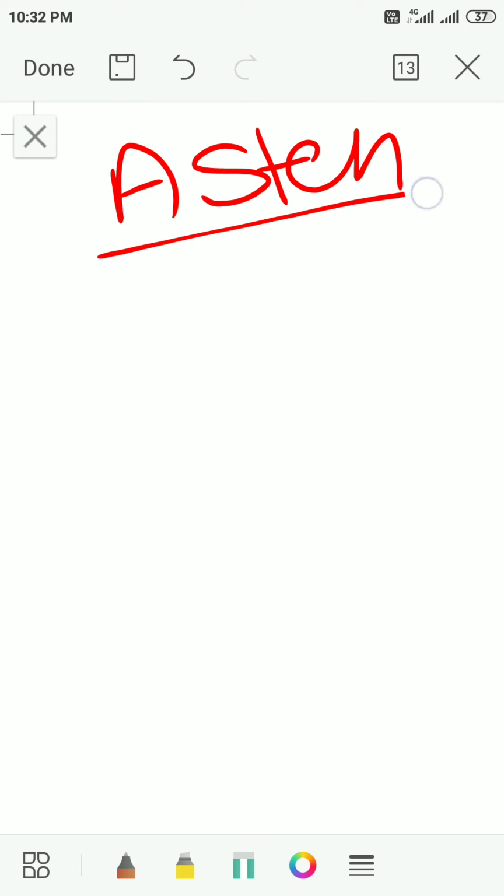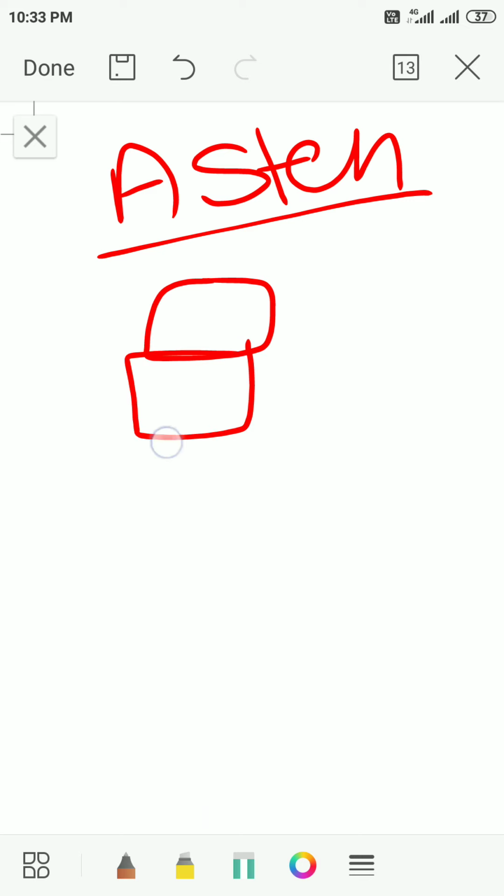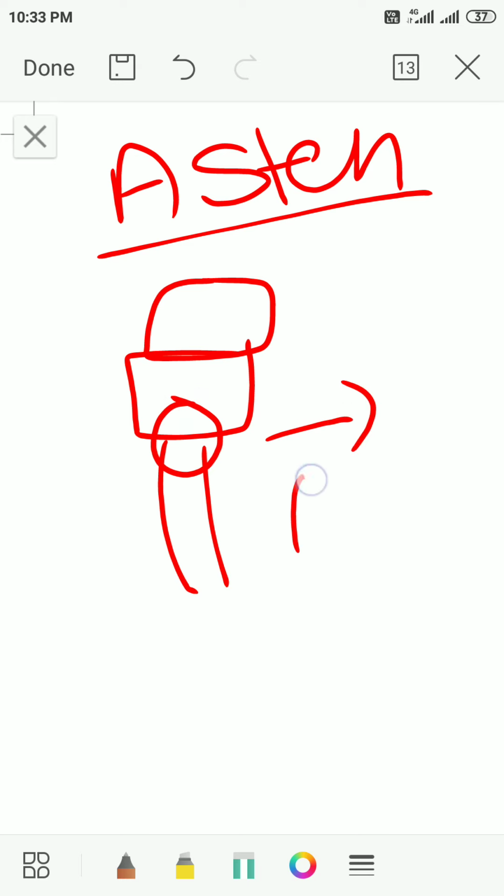Aortic stenosis. Left atrium, left ventricle, aorta. Between the left ventricle and aorta lies your aortic valve. This is a tricuspid valve.